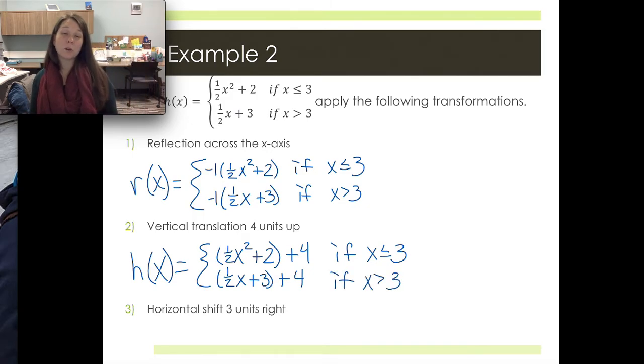Now, for some of you, you're like, I really don't like how messy that looks. I would much rather simplify it and have 1/2 x squared plus 6 and 1/2 x plus 7, and that is 100% okay. All right.